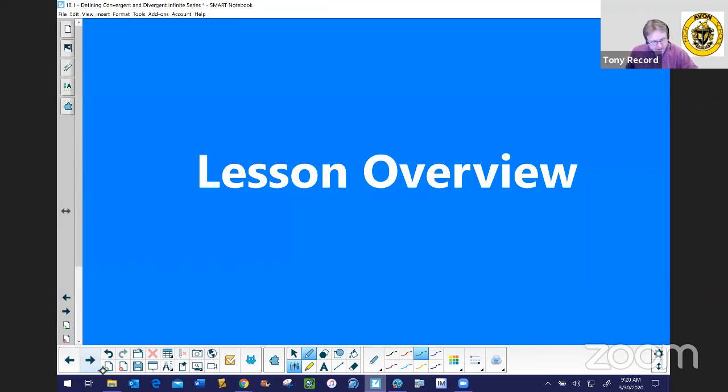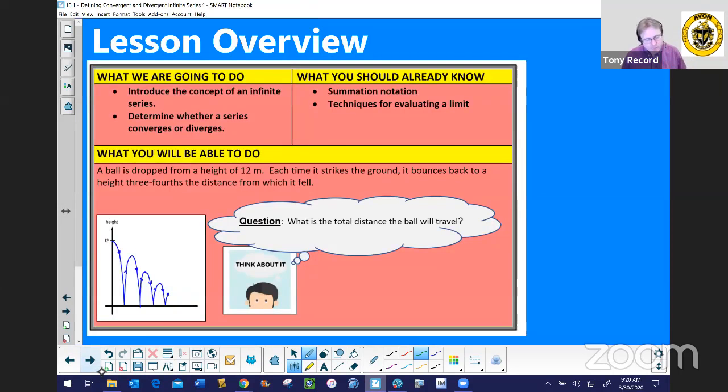So if we look on forward to our lesson overview, what we are actually going to do today is introduce this concept of an infinite series to you. And in conjunction with that, we're going to determine whether these series will converge or diverge. We're just going to start to lay the groundwork for that.